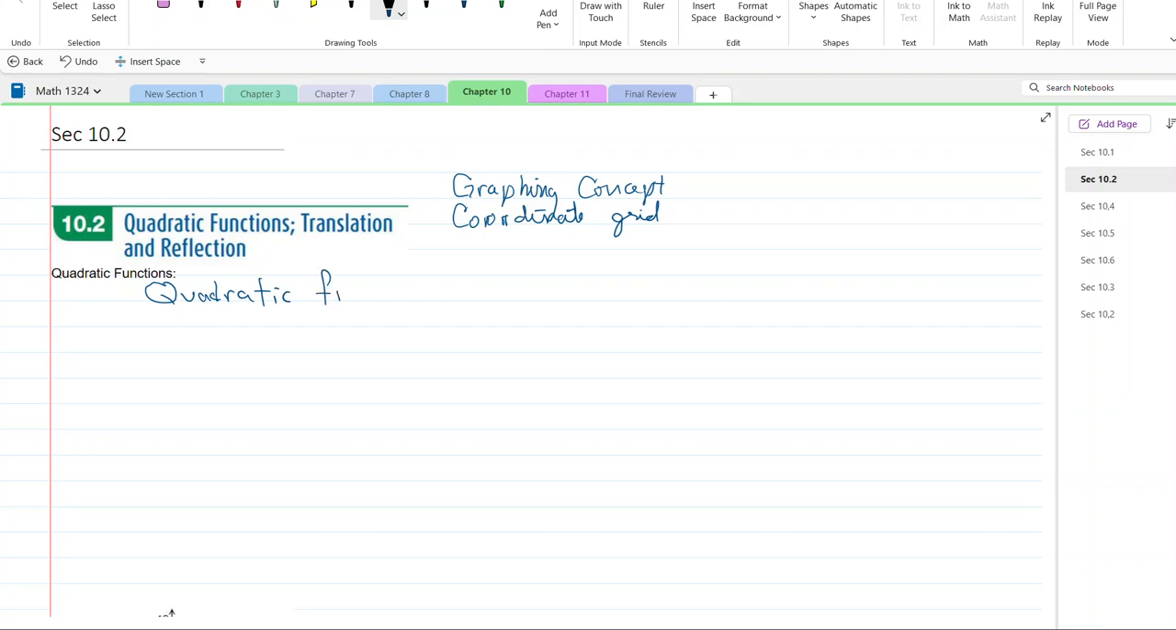Quadratic function is a polynomial. That means many terms with the largest exponent being x to the 2, squared.